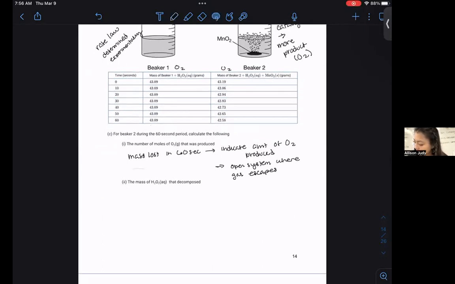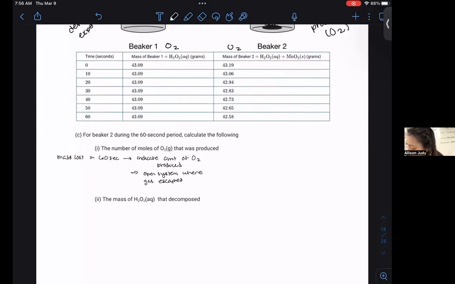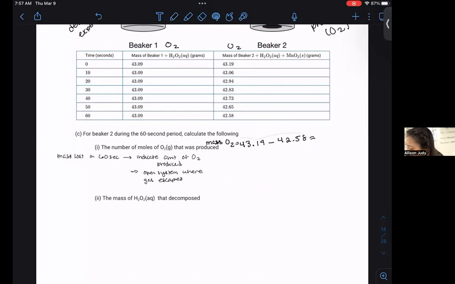So we would say, let me make this a little smaller. Okay, so when we do this math now, we would say, well, in beaker 2, in the 60-second interval, I have a mass of 43.19 at the beginning, but at the end, I have a mass of 42.58, giving me a mass of O2 of 0.61 grams.